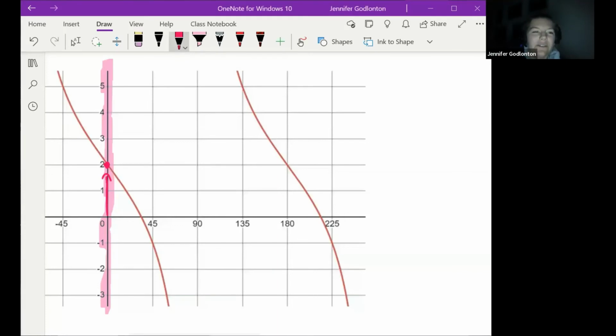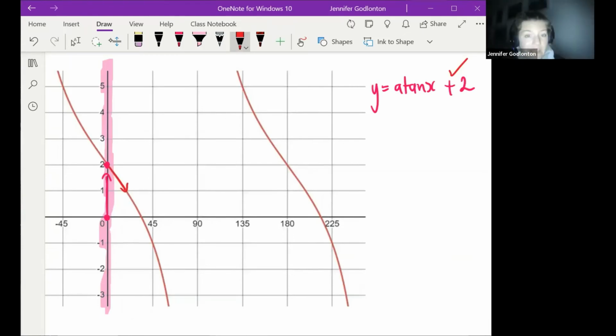Okay, so normally our graph starts at 0, but because it's starting at 2, that's telling us that I've shifted up 2. So I know that my Q value is 2. So y is equal to a tan x plus 2. That's my first step. If you've got that plus 2, give yourselves a mark. Next, my tan graph is going down, so now I know my a value is going to be negative. We're just going to use that as a checking point to help us.